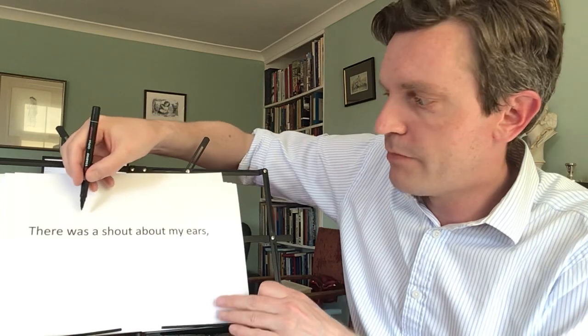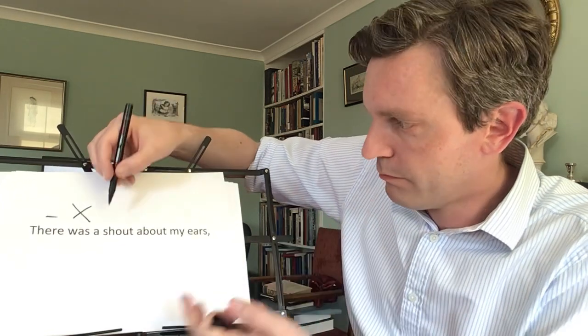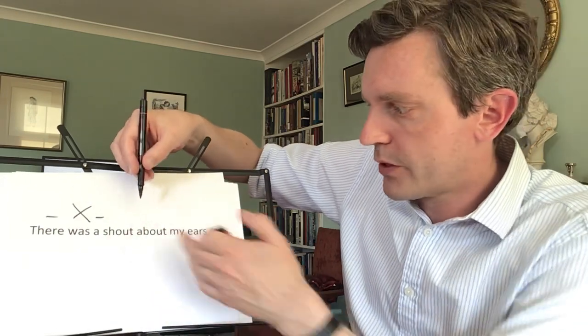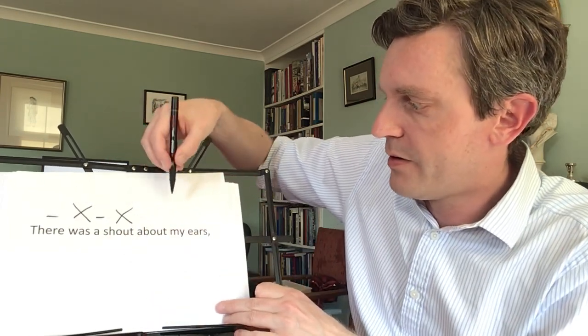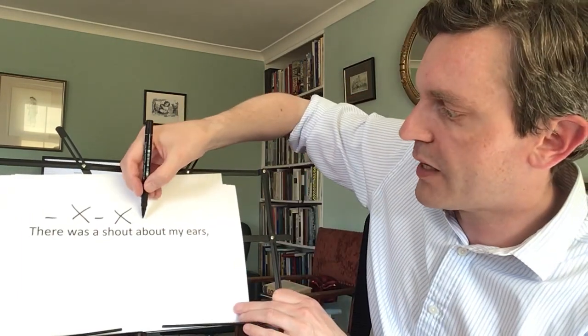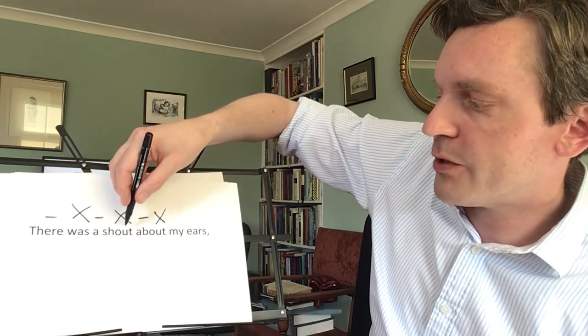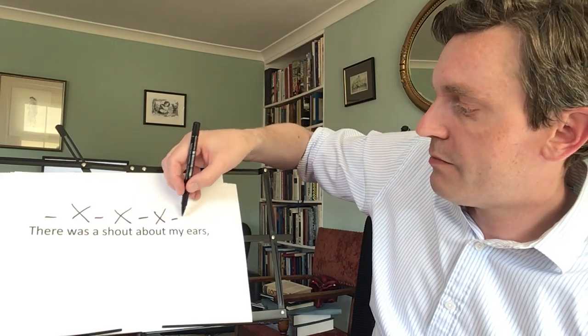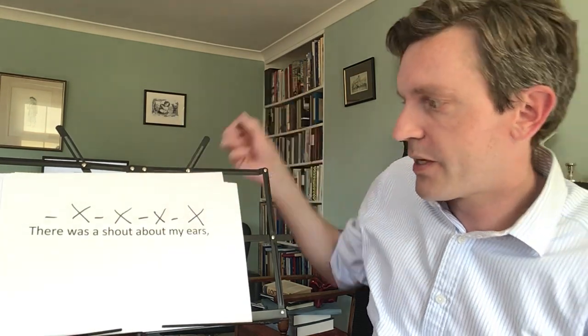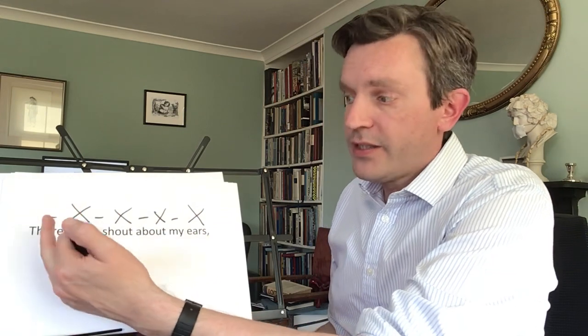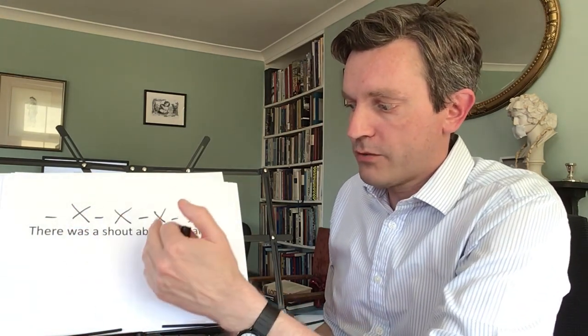There was, yes, there, boring little word, was a boring short word. Shout, big noun. About, or is it about? About, it's about. Stress on the second syllable. Also, nice little internal rhyme with shout. And then my ears is the noun, and so take stress. So again, we get 8 syllables, alternating soft and stressed. There was a shout about my ears.